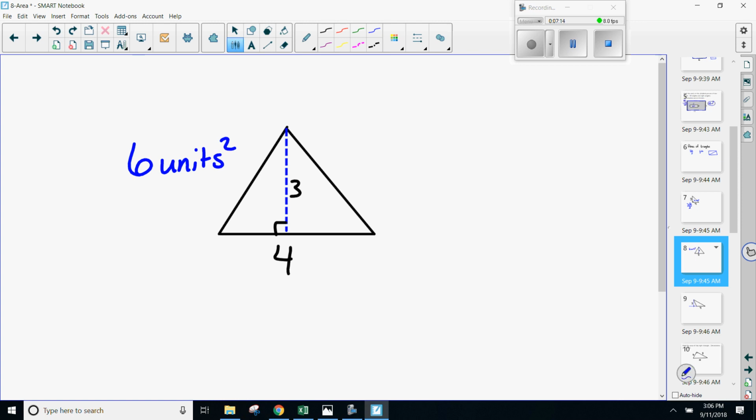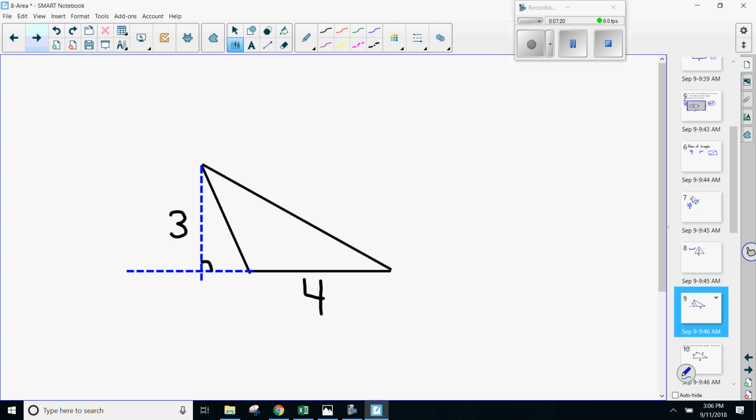Where's your height if you have an obtuse triangle? On the outside. If you have an obtuse triangle, the height is still the perpendicular distance going from the apex, or the highest point, down to the base. You may have to extend that base to see that. So the height of this triangle is still 3. So it's going to be 4 times 3 divided by 2, and your answer is still 6 square units. But just keep in mind where that height can land, and don't let it be a side length right here. If I told you this was 4, it's not 4 times 4. The height is that perpendicular distance.